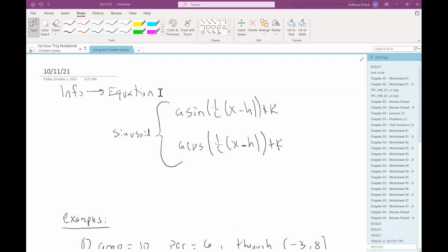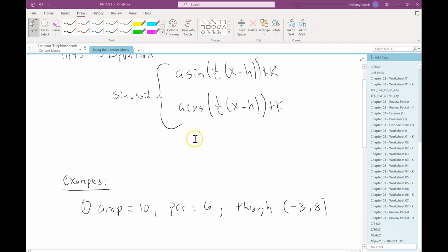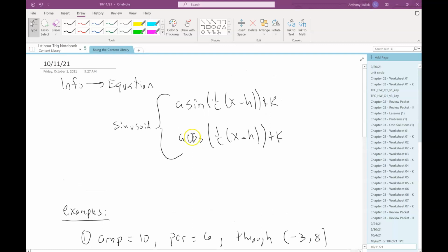Hi, today we're going to continue talking about section 3.1. So far in section 3.1 we've talked about going from an equation to a graph to an equation, and now we're going to look at the slightly more complicated going from information about a graph to an equation. So this one is a little bit more challenging.